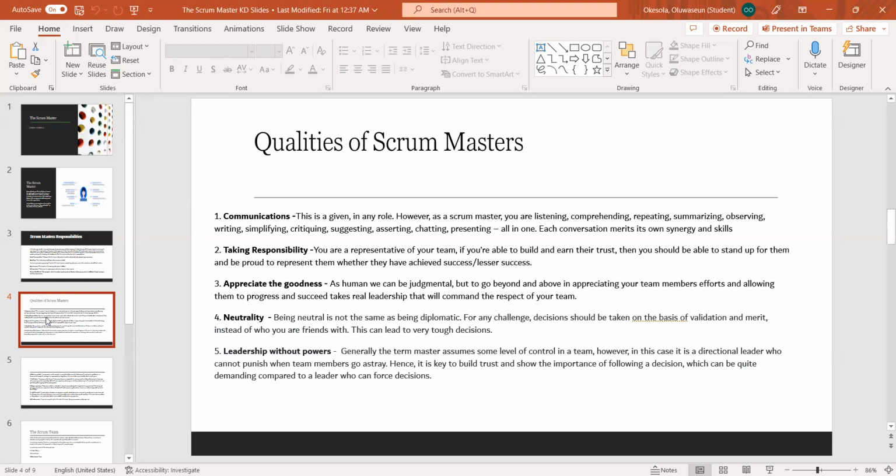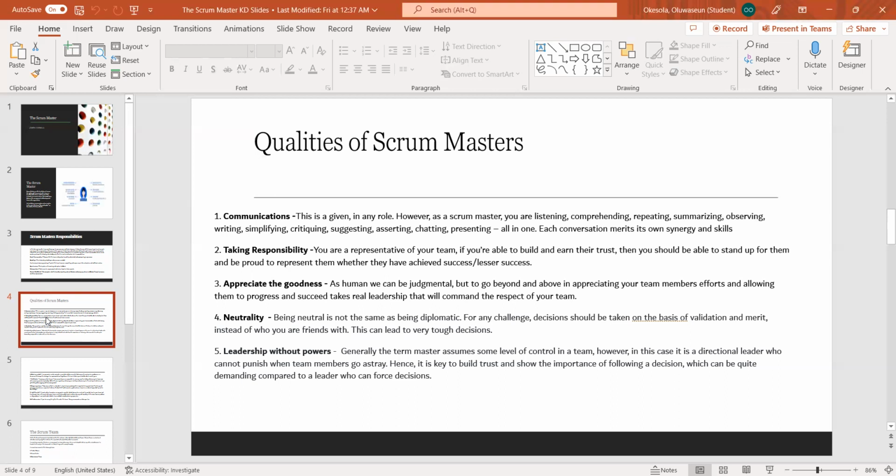Right. So the Scrum Master also takes responsibility. As a Scrum Master, you are a representative of your team. If you are able to build and earn their trust, then you should be able to stand up for them and be proud to present them, whether they have achieved success or lesser success. So the team looks up to the Scrum Master to take up the responsibility of representing them before the management in the organization.